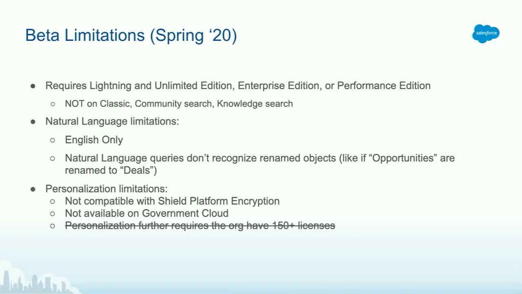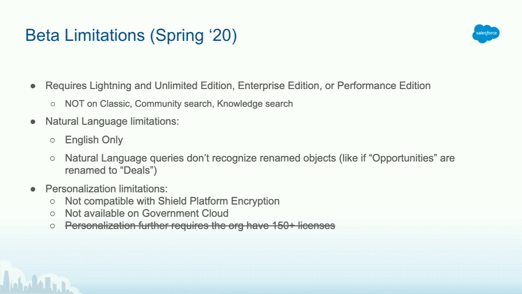Let's talk about Spring 20 beta limitations. As I said in the beginning of the presentation, Einstein search is running as a beta program, so there are some limitations of the beta program, and I'm going to talk about those. It requires Lightning, and you need to have one of these three editions of Salesforce: Unlimited, Enterprise, or Performance. We are currently not available on Classic, Community Search, or Knowledge Search.